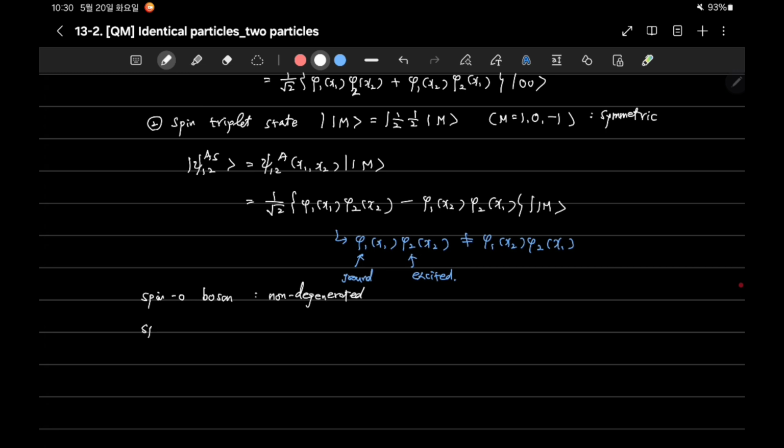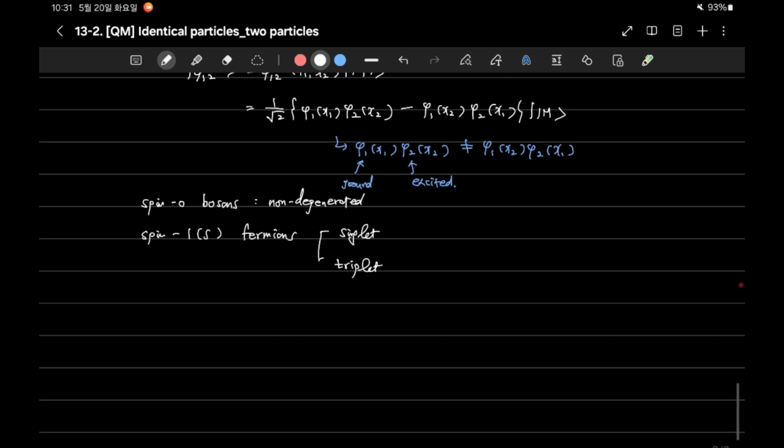Non-degenerate, but with total spin 1, it means the total spin of fermions and bosons. There are two possibilities: one is the singlet state, and the other is the triplet state. In the ground state case, the triplet state is not possible, but in the excited state, a triplet state can exist.